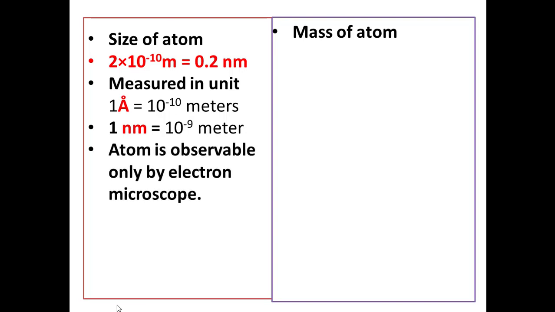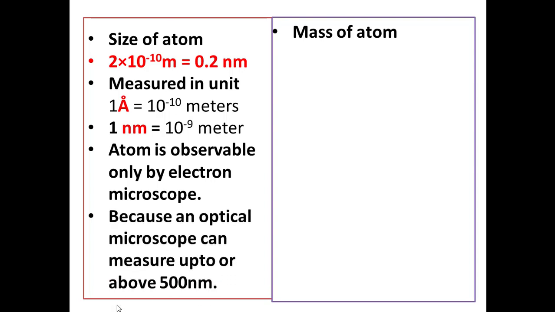An atom is observable only by the electron microscope, because an optical microscope can measure up to or above 500 nanometer, while the size of an atom is up to 0.2 nanometer.